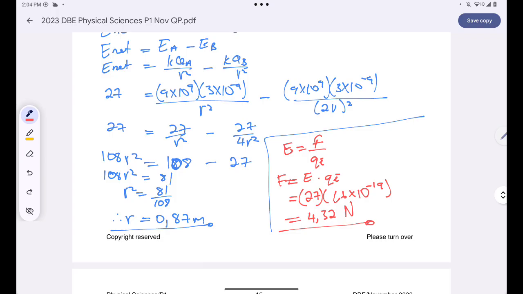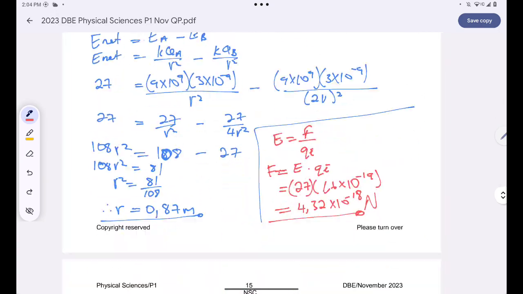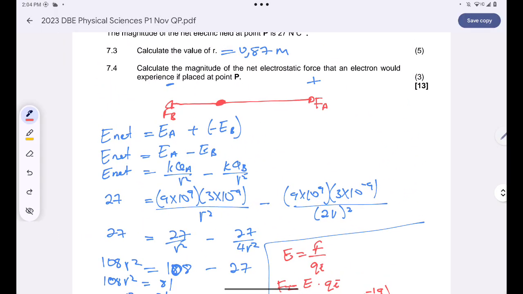That's how it's 4.32 times 10 to the negative 18, excuse me, newtons. So that's how, guys, we're supposed to tackle that question 7, the free 13 marks that you were given there. So the force here is equal to 4.32 times 10 to the power negative 18 newtons.